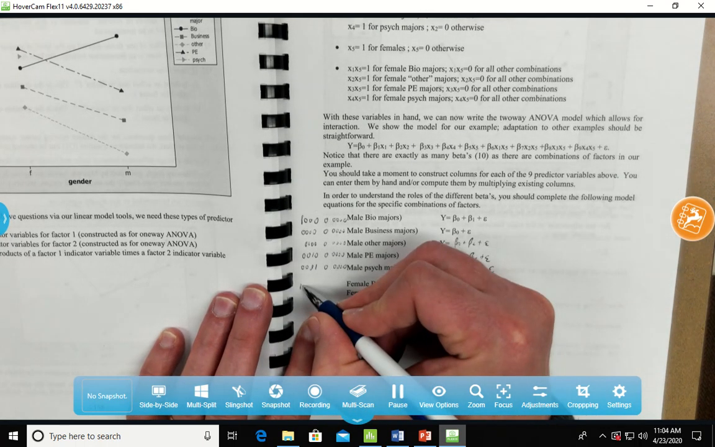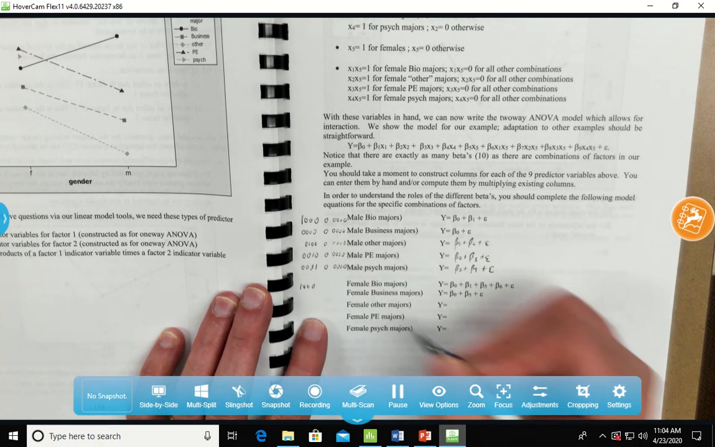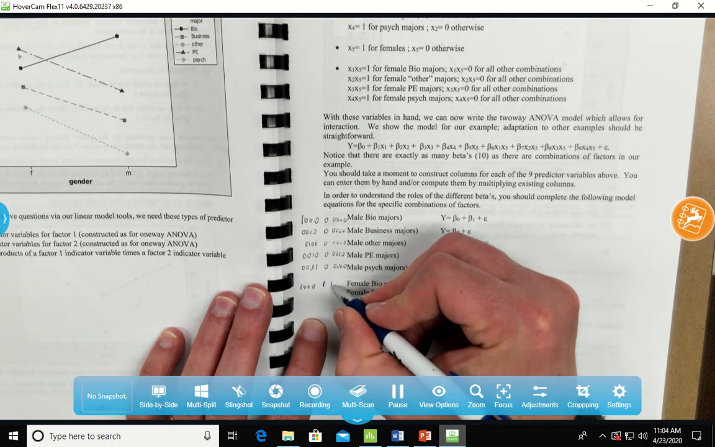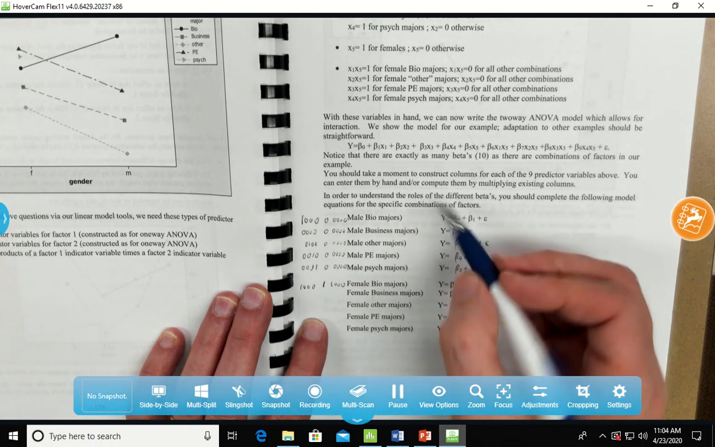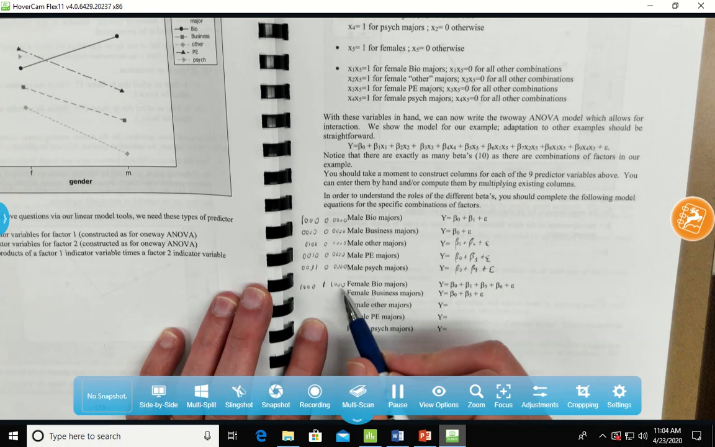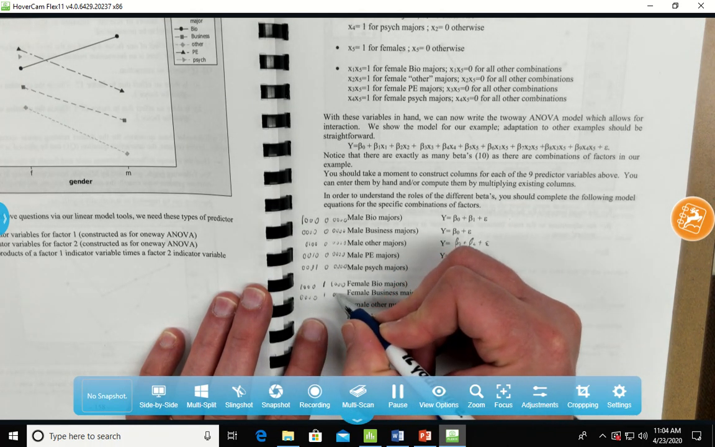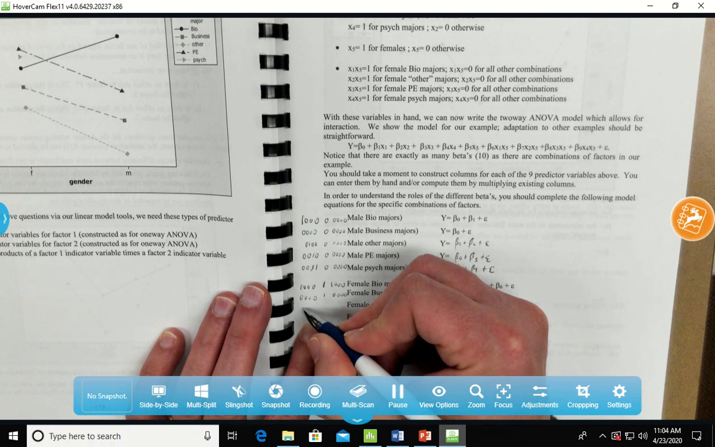So for the females, your initial code for being a bio major is 1, 0, 0, but then you get a 1 for a female, and then you just repeat the original part. You can plug those values in, but that's kind of a nice way of doing it. The business majors, for female, you get a 1, and then you just repeat the 4 zeros.